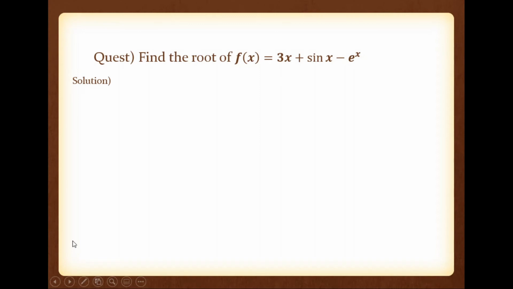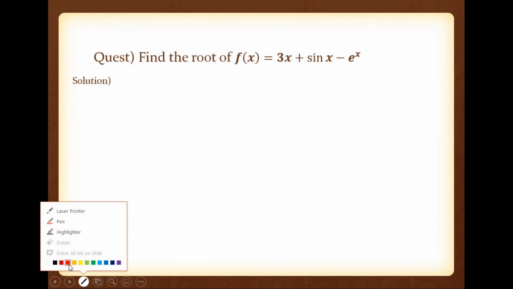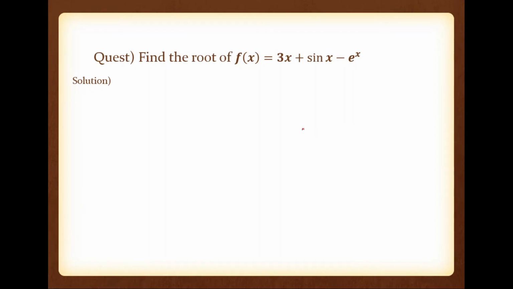Now we can find the root of this equation, that is f of x equal to 3x plus sin x minus e raised to x, using Muller's method. Here take the initial conditions as 0, 0.5 and 1. My question is, which one is x0, x1 and x2?